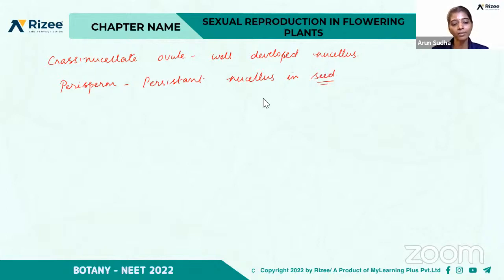Okay. So filiform apparatus are found in antipodal cell, egg cell, secondary nucleus, and synergids. D is the right answer, that is synergids. Megasporophyll is called stamen, carpel, ovary, or stigma. B, carpel is the right answer.